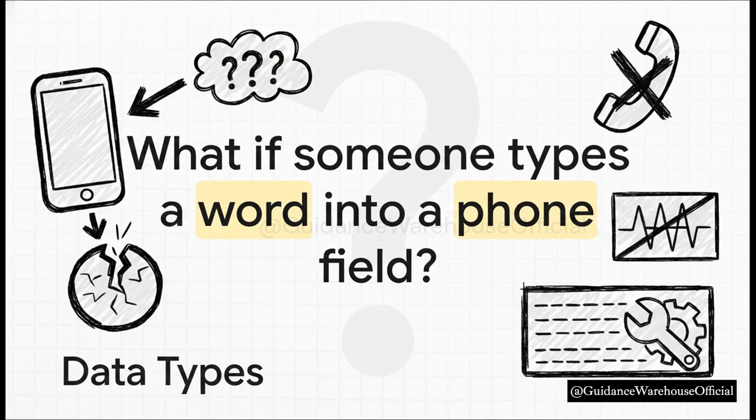But wait, let's pause for a second. What if you build a column for a phone number and a user accidentally types the word hello into it? If your database just accepts that, your whole system is compromised. You can't call the word hello. This incredibly common mistake is exactly why Step 2 of our recipe, data types, is absolutely critical.